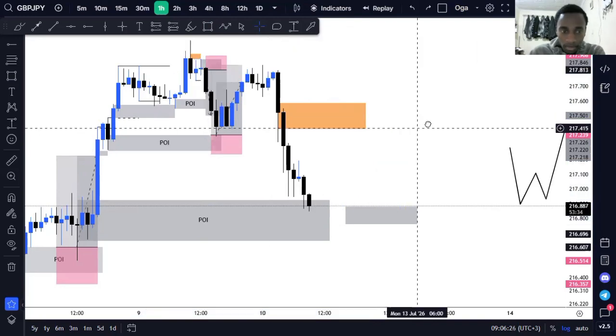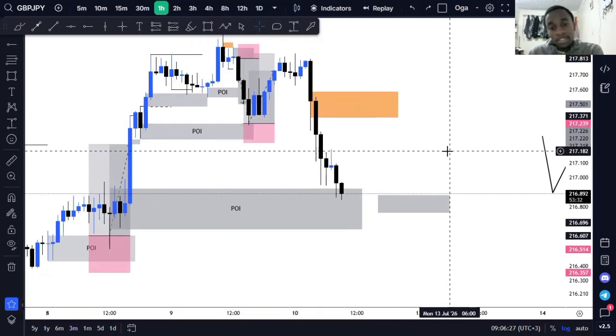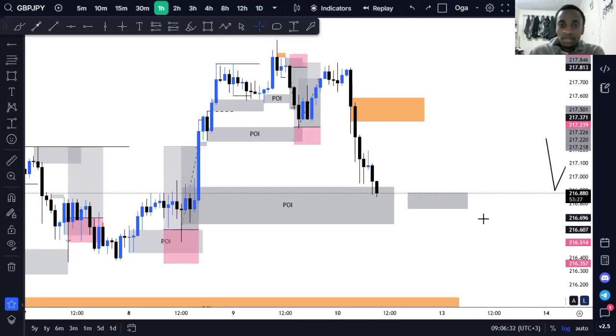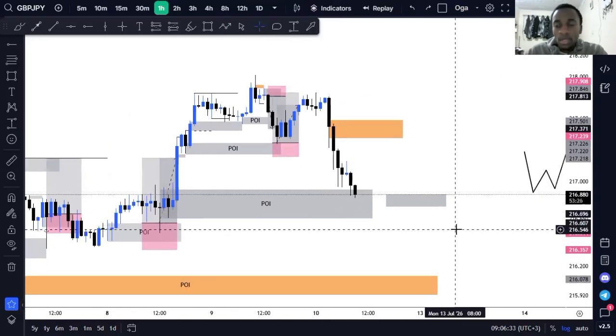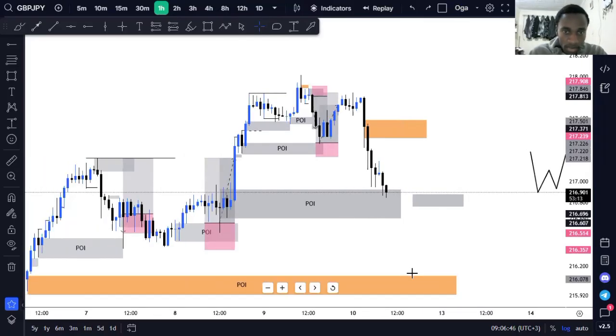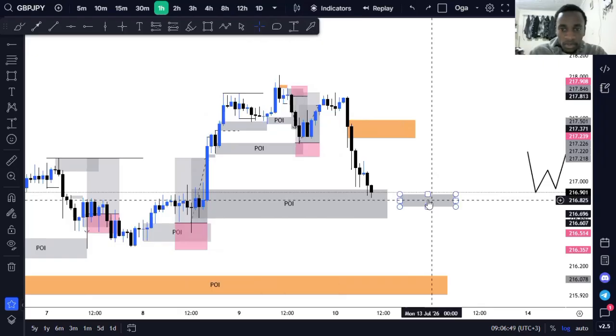Let me see. If it presents the structure today, well and good. If it doesn't, then that means maybe it will present it on Monday or just next week. So we're not rushing anything, just chill and wait for it. So that's it for the week.